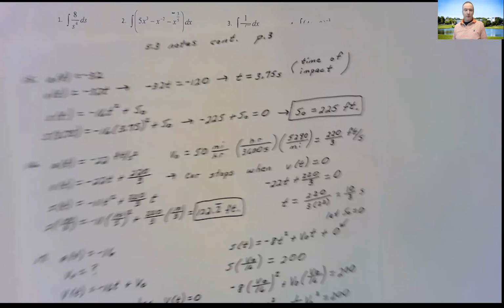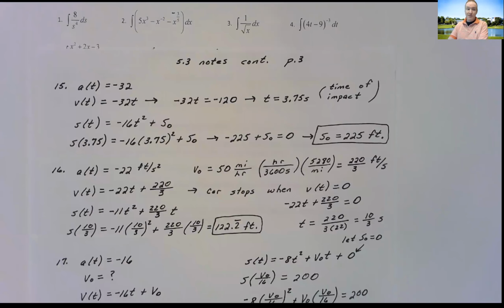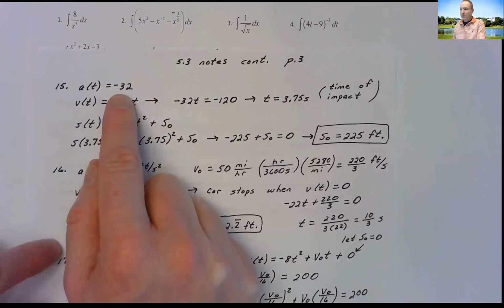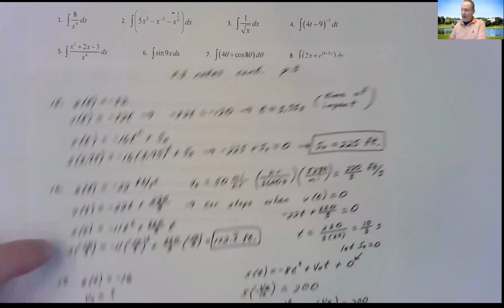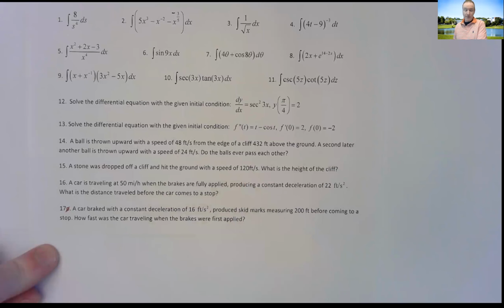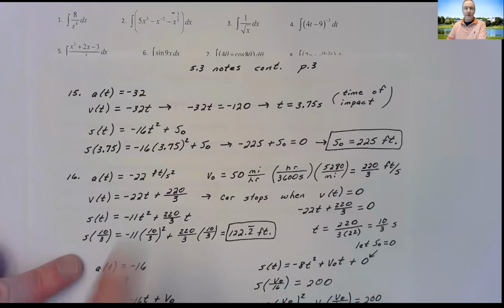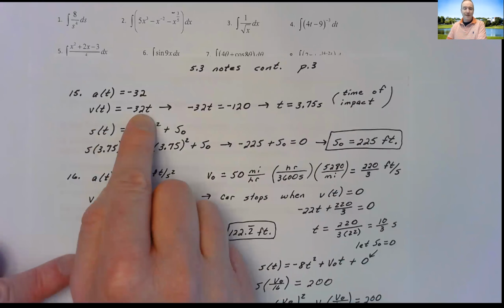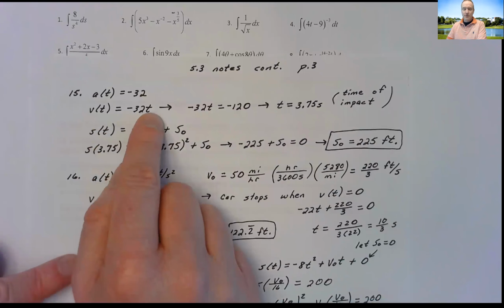Okay, so in order to answer that question, just like my last problem, the only acceleration acting on this stone is the acceleration due to gravity. This problem's measured in feet per second, so we can say gravity's pulling it down at a rate of 32 feet per second every second. The velocity function, when I integrate that, I'll get negative 32t to the first.